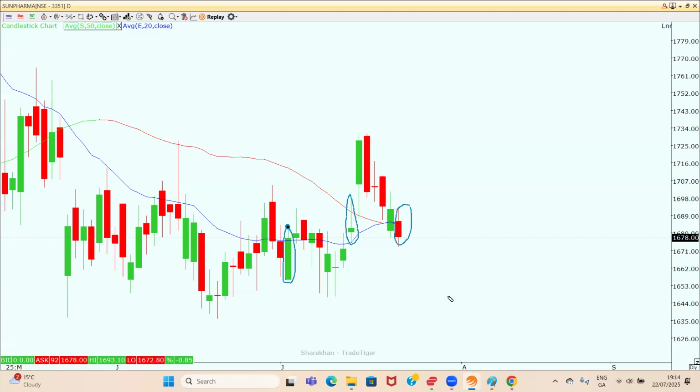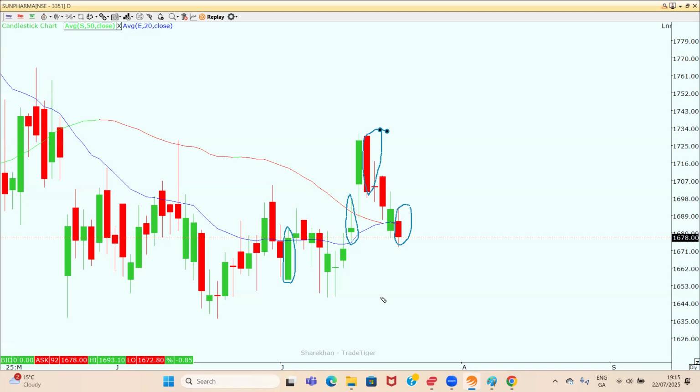What is this candle? This red candle. Red exciting. Red exciting, right? So that's how you will figure it out, right? What is your red exciting? What is your green exciting? What is your base?